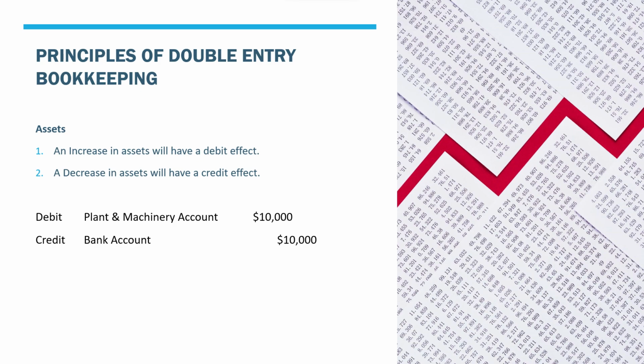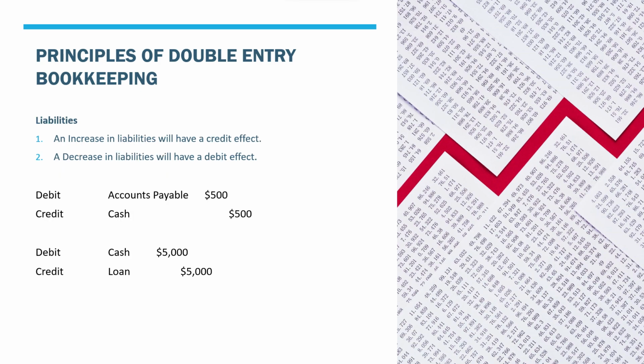Suppose a business buys a new plant and machinery for $10,000, making payment through its bank account. In this case, the business is increasing the assets of plant and machinery by $10,000 while decreasing the current assets of bank account by the same amount, that is $10,000. The debit and credit affecting these assets will be recorded as: we will debit plant and machinery account by $10,000, that is increase in plant and machinery as an asset, and we will credit bank account by the same amount of $10,000, that is decrease in bank asset.